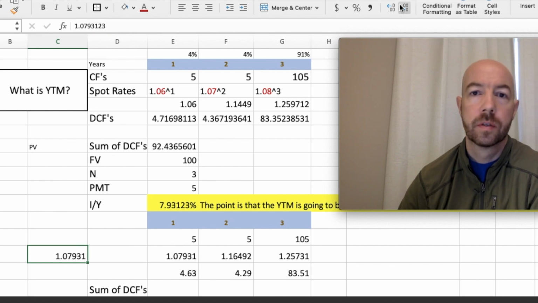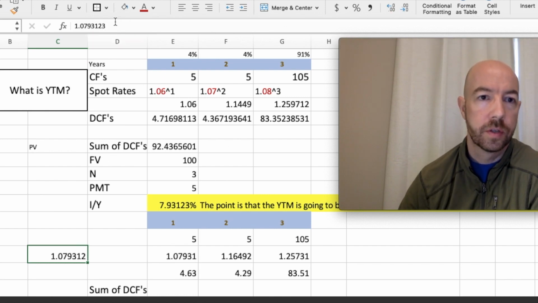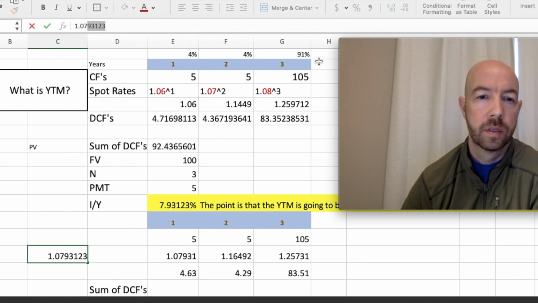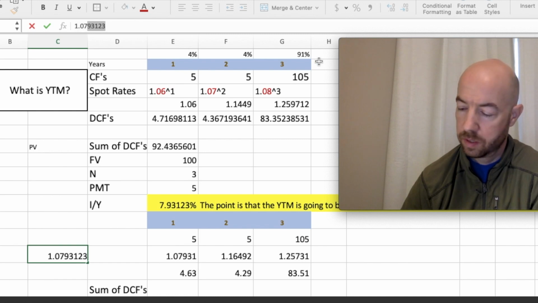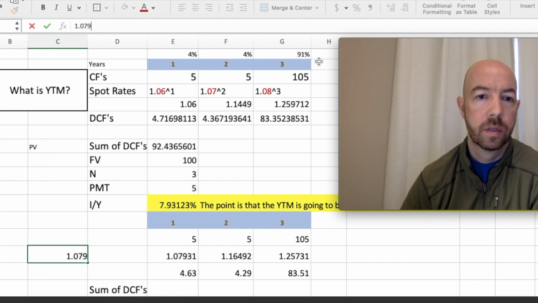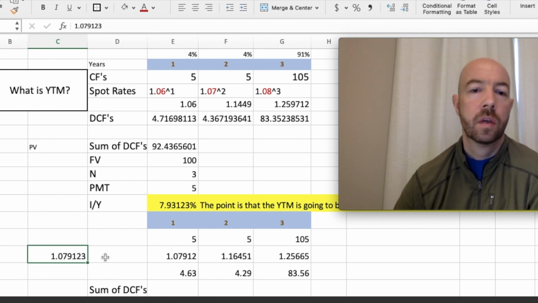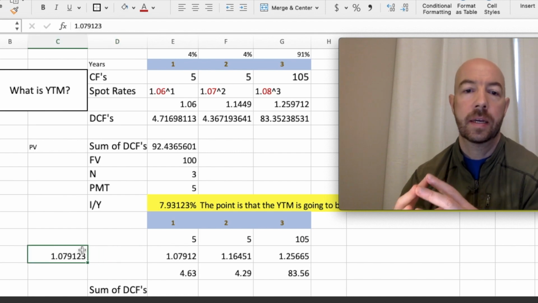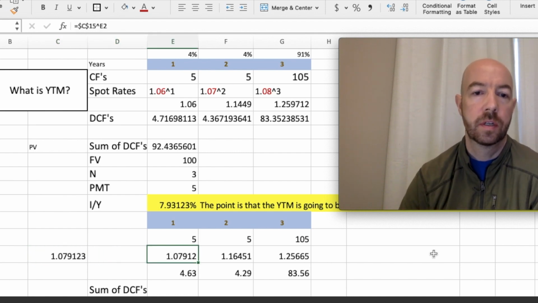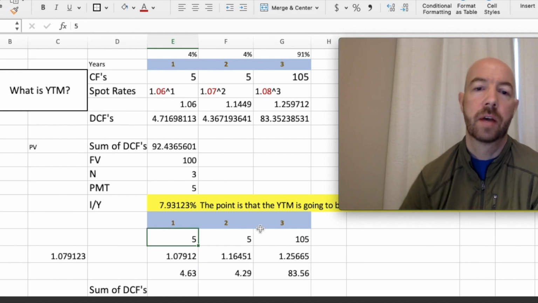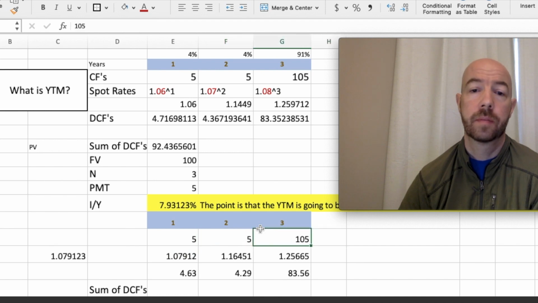Oh yeah, that's right. Oh no, it's not right. It's 1.079, 1, 2, 3, like this. Okay. What that means is, well, you could just see it. It's better to just see it in the math than try to describe it verbally. You still have your same cash flows: 5 in the first year, 5 in the second year, 5 in the third year, right? 105 in the third for your final payments.